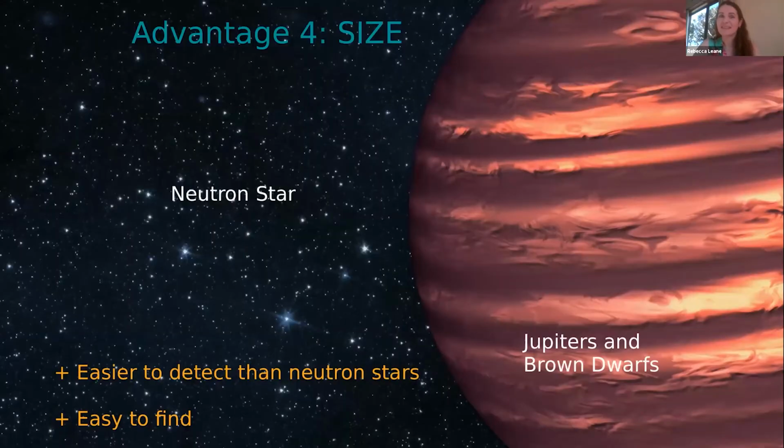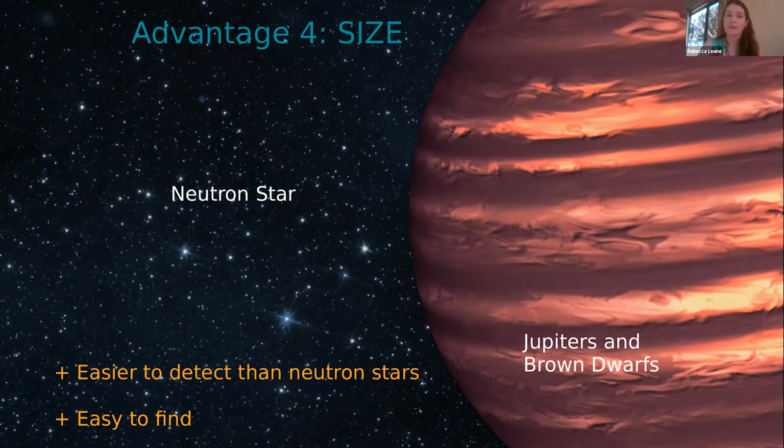The fourth advantage is the size. Think about, for example, a neutron star, which has been a really popular candidate for looking for dark matter heating signals. Compare the size of a neutron star to an exoplanet like a Jupiter, or something called a brown dwarf, which I'll tell you about in a second. I tried to draw these to scale in this figure, but you can't even see the neutron star because they're so tiny in comparison to these giant planets. The brown dwarfs and Jupiters are generally about 1,000 times bigger than a neutron star.